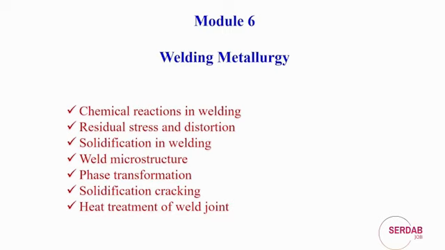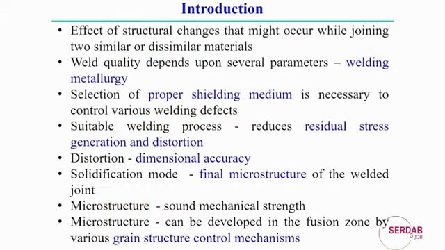So, we have an idea about heat treatment processes, but we will try to look into the basic things of heat treatment, how it is possible to apply it in the case of a specific weld joint. So, with this I can start with the several components of this module. First, what are the chemical reactions that happen during the welding process.